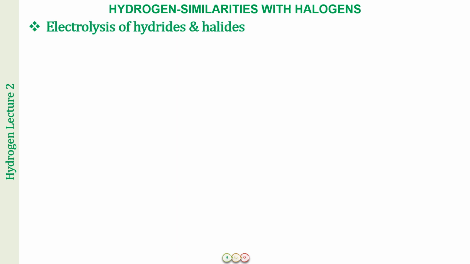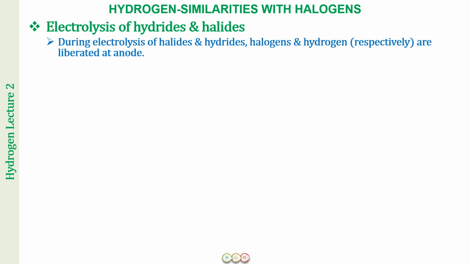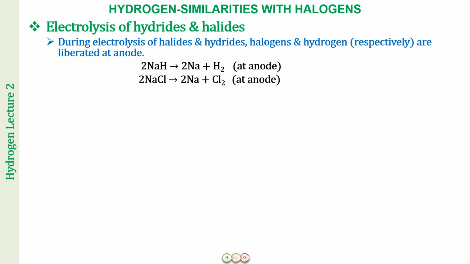So the next similarity is in the electrolysis of the hydrides and the halides, where what we see is that both halogens and hydrogen are liberated at the anode. For example, in the electrolysis of the sodium hydride solution, we find sodium being deposited at the cathode and hydrogen being liberated at anode. Similar to this, we have the electrolysis of sodium chloride solution, sodium at the cathode and chlorine at the anode.